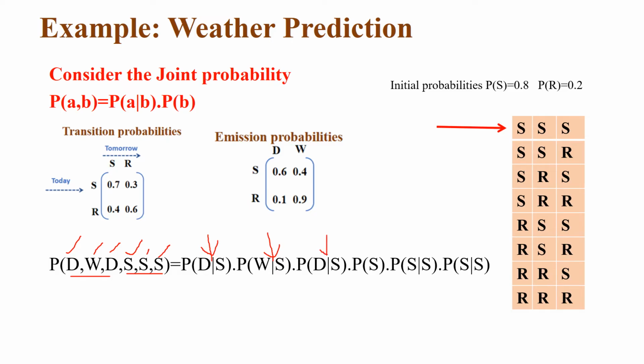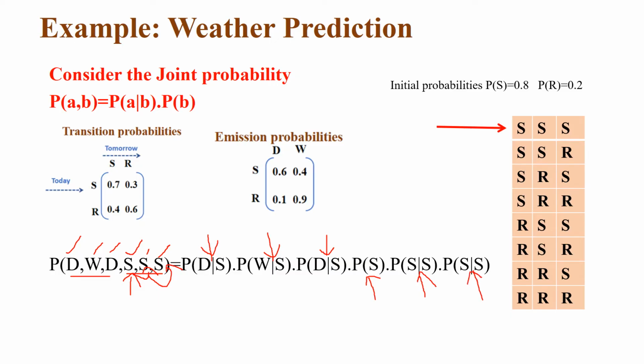Now for the weather sequence sunny, sunny, sunny: for day 1 it is sunny, so we are considering the probability of sunny. Then on day 2, the transition is to sunny again, so S to S, the probability of sunny given sunny. And on day 3 again there is a transition from sunny to sunny, the probability of sunny given sunny.